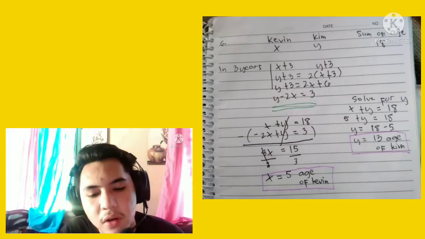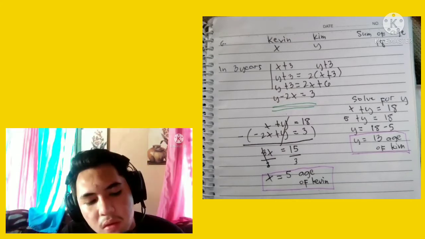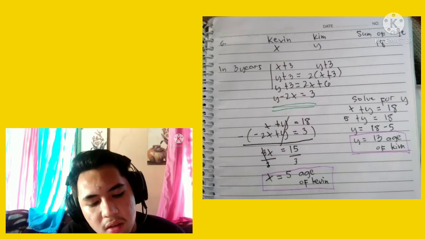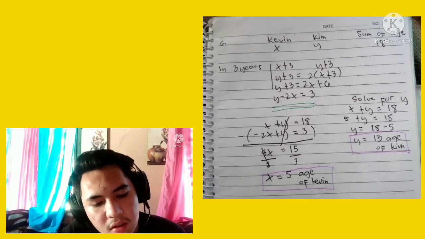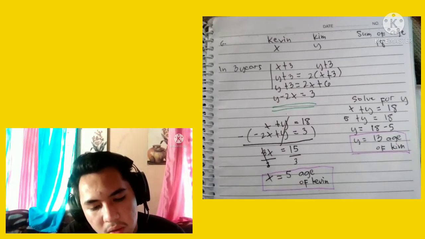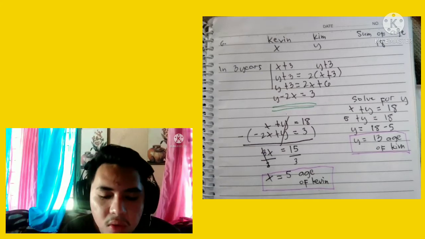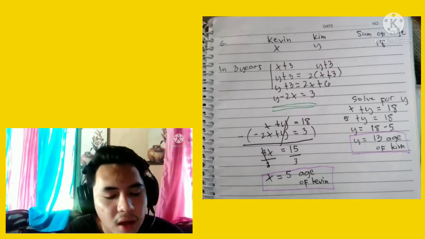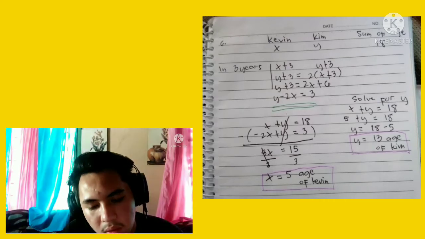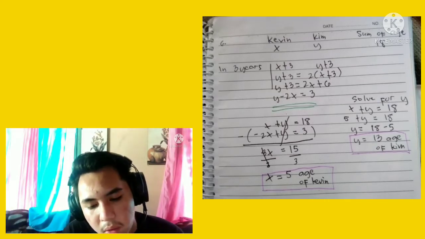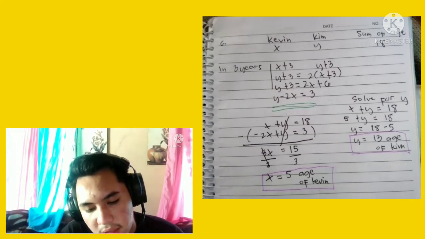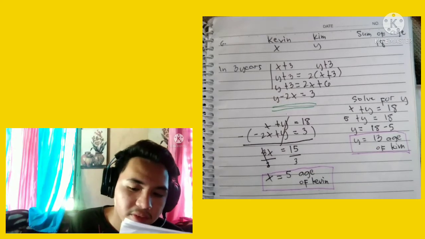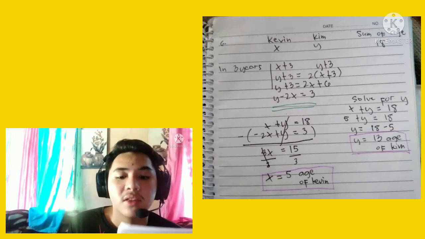So now we can solve for our y. Let's copy our second equation and substitute our x. So our x is 5 plus y equals 18. So move our 5 to the other side, so it is going to become negative 5. So y is equal to 13, and 13 is the age of Kim. So the age of Kevin is 5 and the age of Kim is 13.